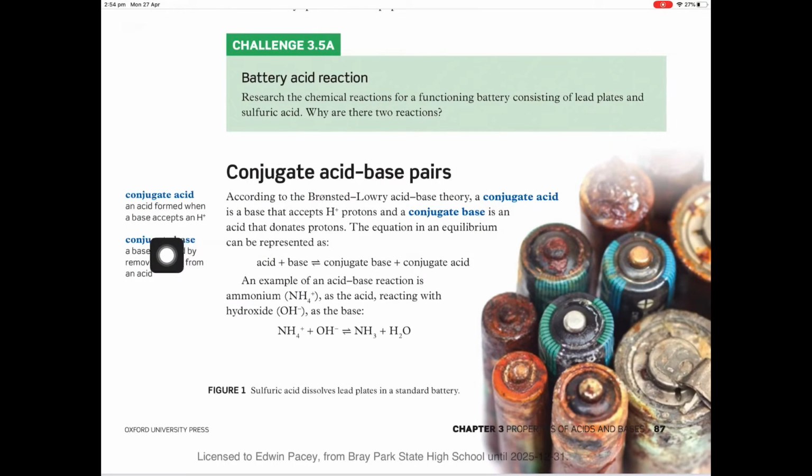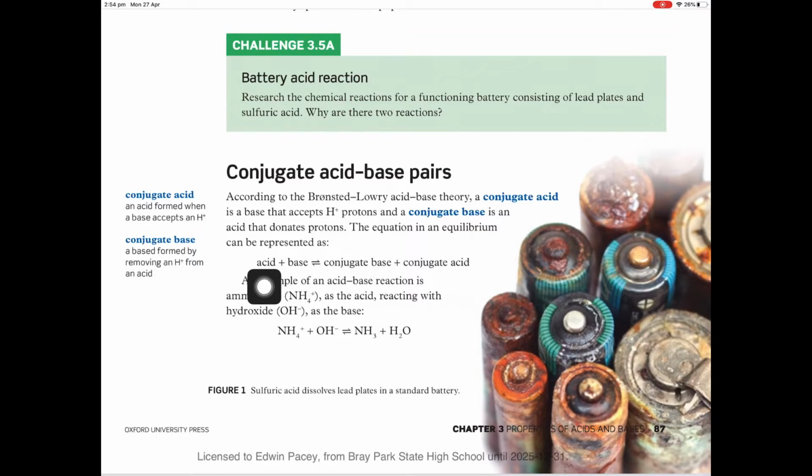I remember you guys were tricked up about this in class. Don't be too worried about this concept. All we have to know is that a conjugate acid is an acid formed when a base accepts a hydrogen ion, and a conjugate base is a base formed by removing a hydrogen ion from an acid. The only thing tricky here is if you look at the definition without an example, but in every equation, any acid plus any base is in equilibrium with its conjugate base and conjugate acid.